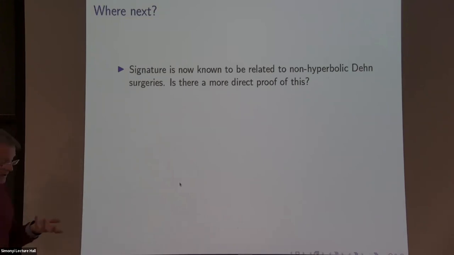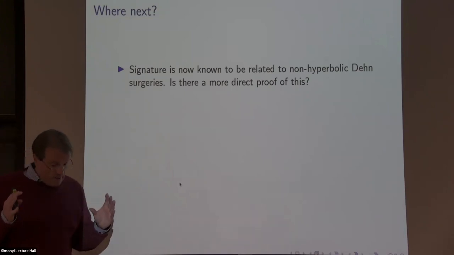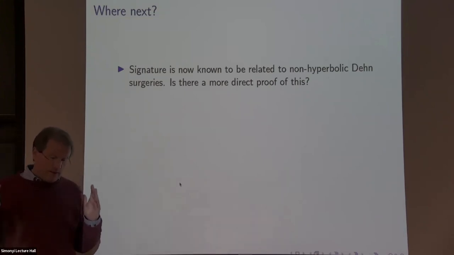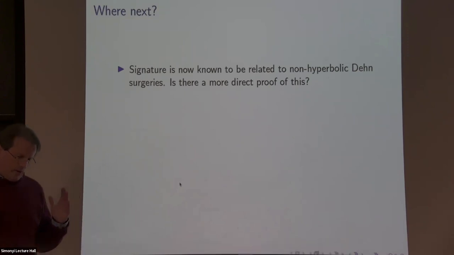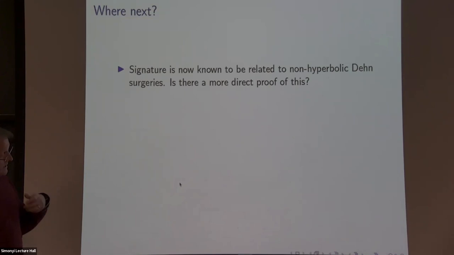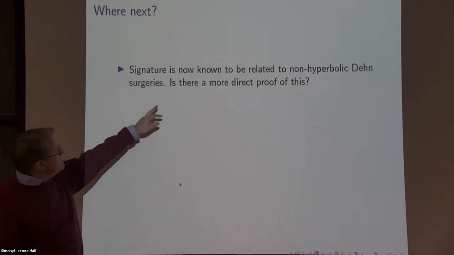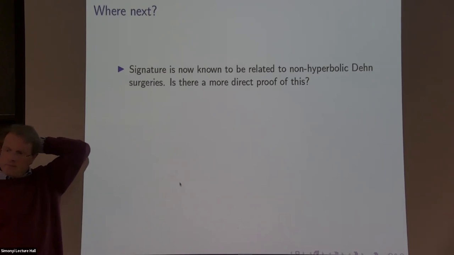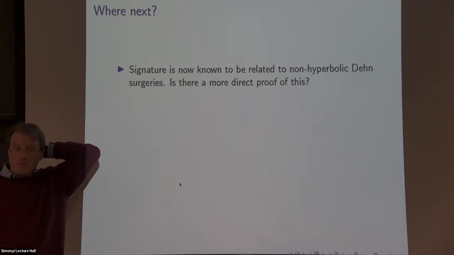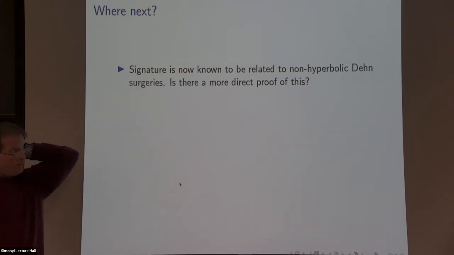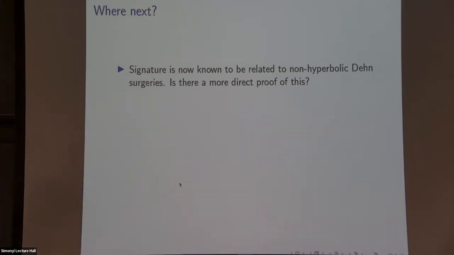Once you've linked two different fields, you want to try and exploit that connection. It's known that the cusp geometry has been very well studied over the years. I spend a lot of time looking at it myself. It's kind of remarkable that this natural slope hasn't come up before. It's known that the cusp geometry is related to non-hyperbolic Dehn surgeries, and therefore now so is the signature. And is there a more direct proof of this? Perhaps, maybe not the signature, some Heegaard Floer variant of it. I think that is an interesting question.